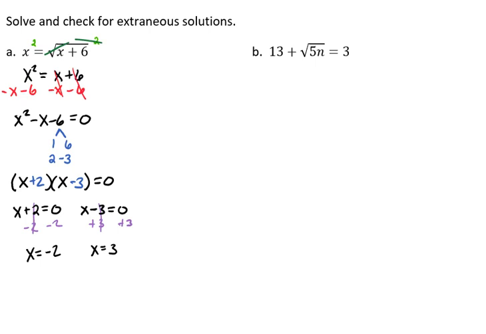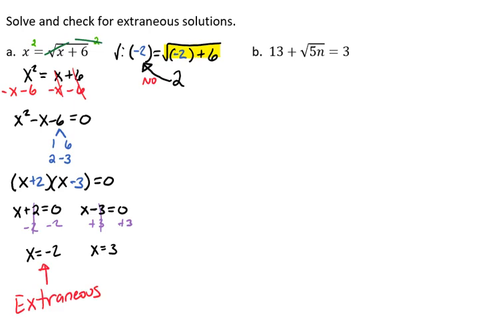But now we need to check to make sure that they work. So let's plug in our negative 2 into the original equation. We're going to plug this portion into our calculator, and that's going to give us a value of positive 2. But when we check, positive 2 does not equal negative 2. It's not the same thing. It doesn't work. So this is going to be an extraneous solution, like an extra answer.